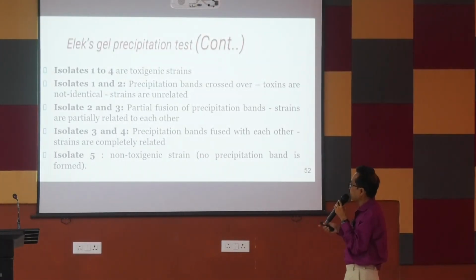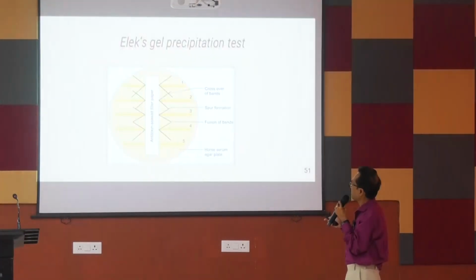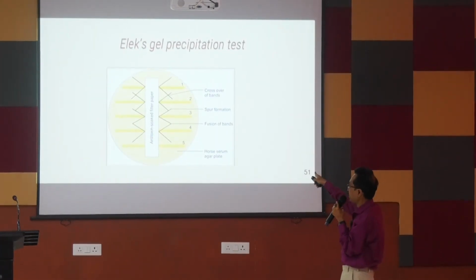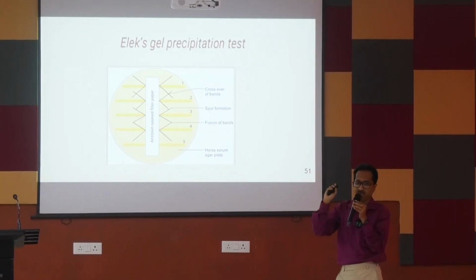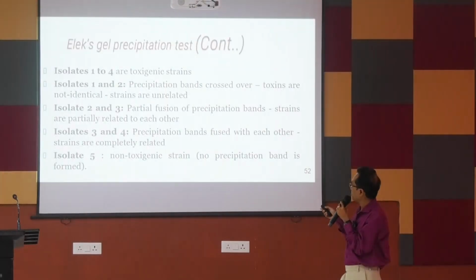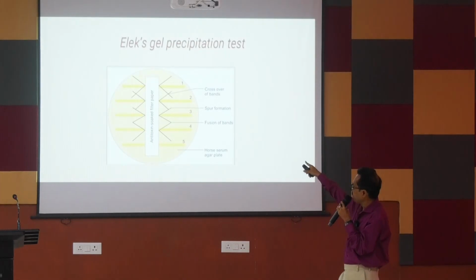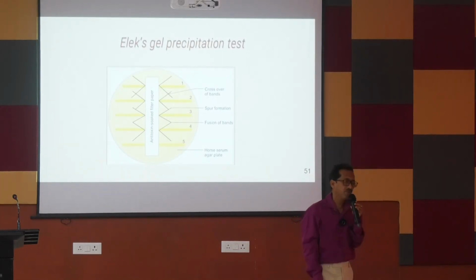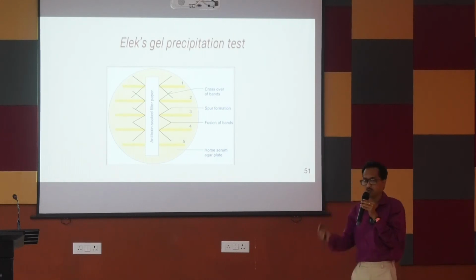Now isolates 1 to 4 are toxigenic. In 5 there is no band appearing, so 5 is a non-toxigenic strain. 1 to 4 are toxigenic strains, and 1 and 2 show crossover bands. There is a crossover between 1 and 2, so the toxins are not identical. When you see a crisscross cutting between 1 and 2, that means those two toxins are not identical.